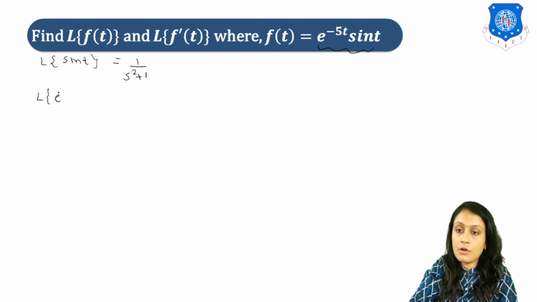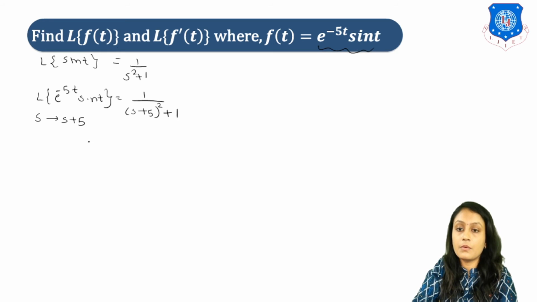So Laplace transform of e raised to minus 5t sin t is what? 1 upon, whenever we are applying e raised to minus 5t, in place of s we have to write s plus 5, correct? So this is s plus 5 whole square plus 1. So this is the answer. Now, this is the Laplace transform of f(t). So this question is solved. Now we have to solve this.